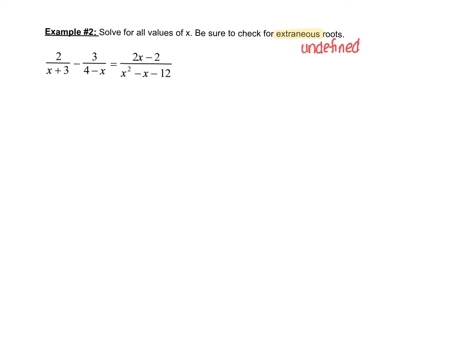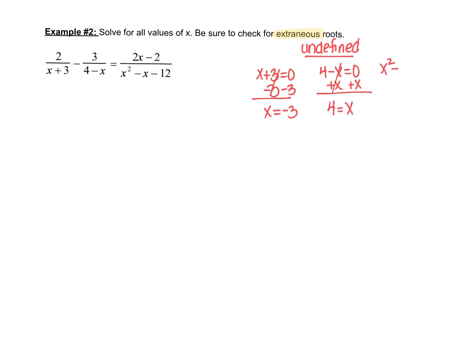So I'm going to take each of the denominators and set them equal to 0. So let's start with the x plus 3. So x plus 3 equals 0. I can solve by subtracting 3 on both sides, and I get x equals negative 3. The 4 minus x, I can set equal to 0. I can add x to both sides, which would make things simpler. So x is equal to 4.